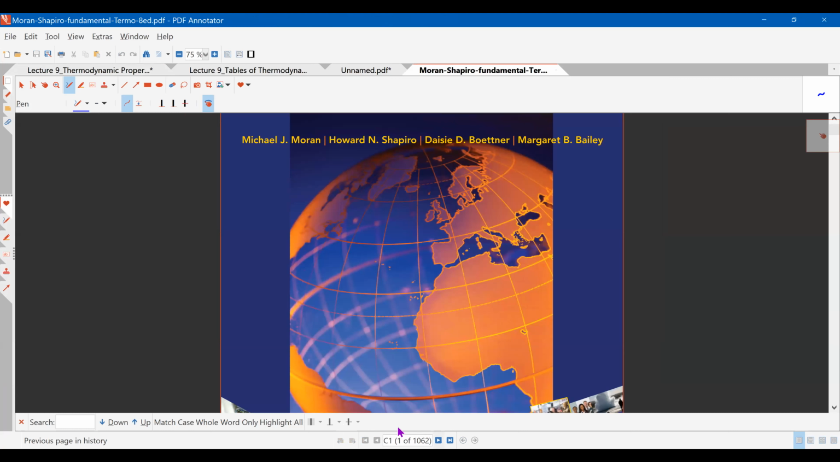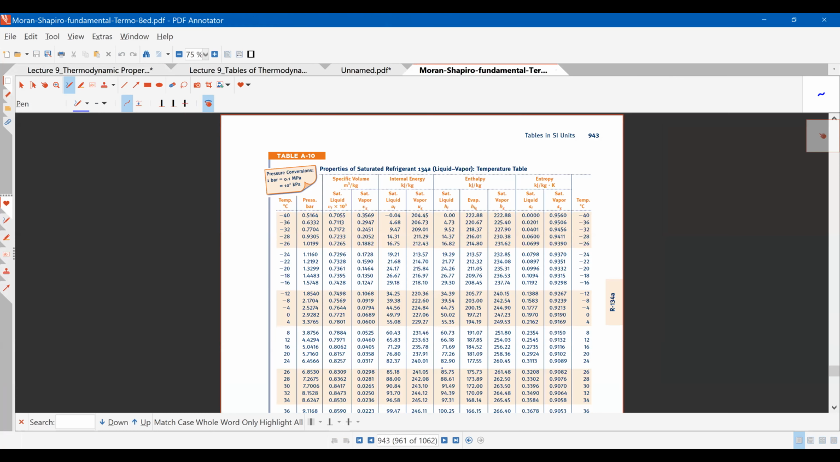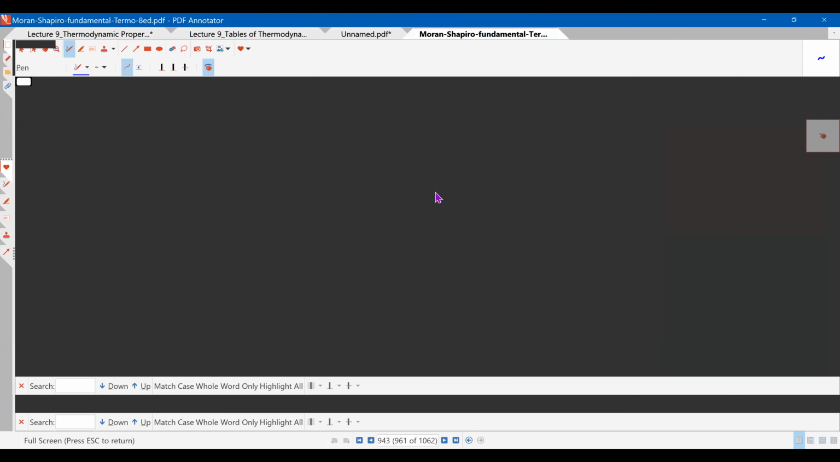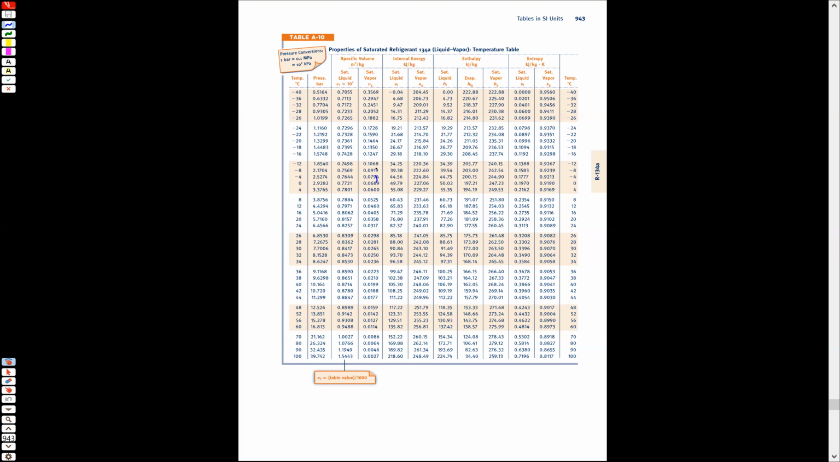Okay, perfect. I'm going to go to page 943 and see what we have here. Here is my table on page 943. Let me view it full screen. Oh, here we go. Oh, Control Z, Control Z. Here we go. At this condition, this is the pressure that I have, and this is the temperature that I have. This is my 20 degrees.